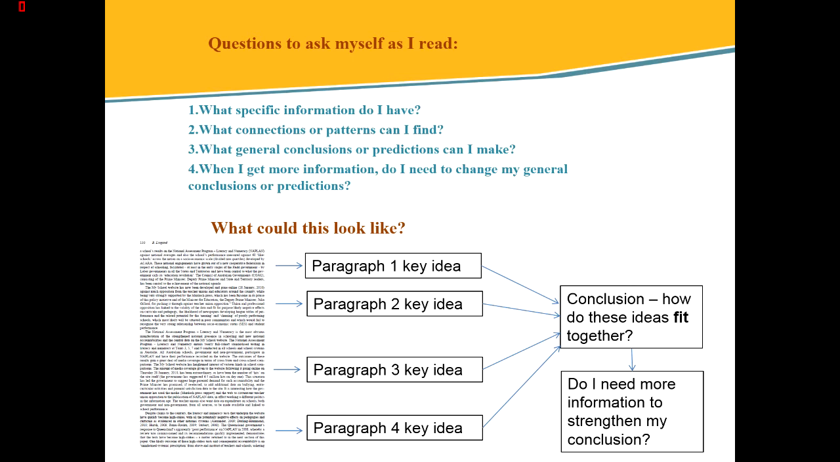So, what could this look like? Here you have a text that you're reading in any standard academic journal, and you have your paragraphs, and in the text here it says conclusion, how do these ideas fit together? So you've read all the paragraphs, you've looked at what conclusions you can make from each of these paragraphs, and you ask yourself, do I need more information to strengthen my conclusion? So once you've read all this, you ascertain whether you need more information.